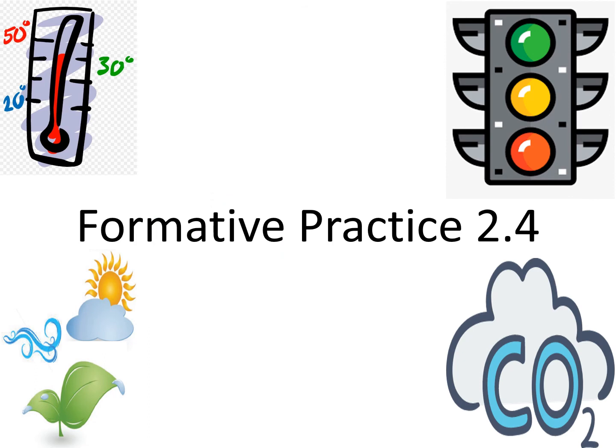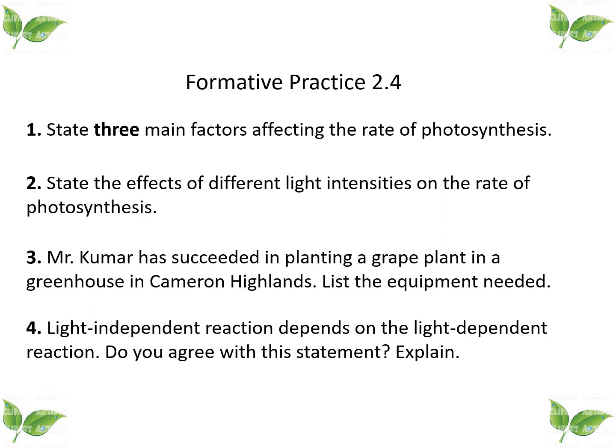Now we look at formative practice 2.4. Here are the questions. State 3 main factors affecting the rate of photosynthesis. Number 2, state the effect of different light intensity on the rate of photosynthesis. Number 3, Mr. Kumar has succeeded in planting grape plants in a greenhouse in Cameron Highlands. List the equipment needed. Number 4, light-independent reactions depend on light-dependent reactions. Do you agree with this statement? Explain.